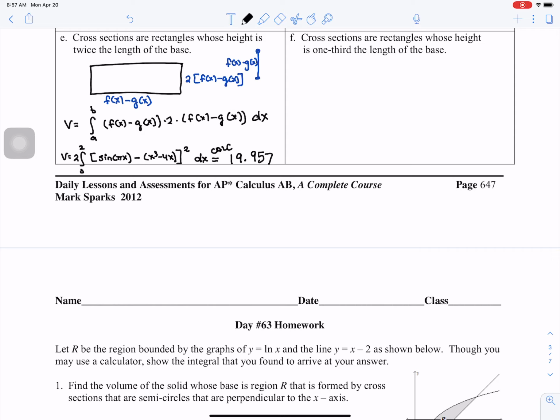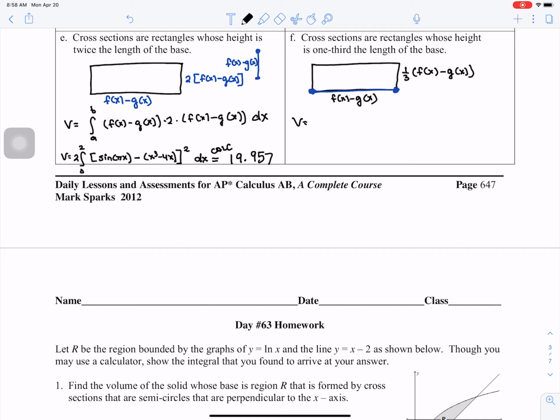Now here we get cross sections that are rectangles whose height is 1/3 the length of the base. So here's my starting rectangle. Again, this part of my diagram represents the two-dimensional surface that's shown in the diagram above with my vertical line. So this is f of x minus g of x. And then the height is 1/3 the length of the base, which is f of x minus g of x. The area is those two being multiplied together.